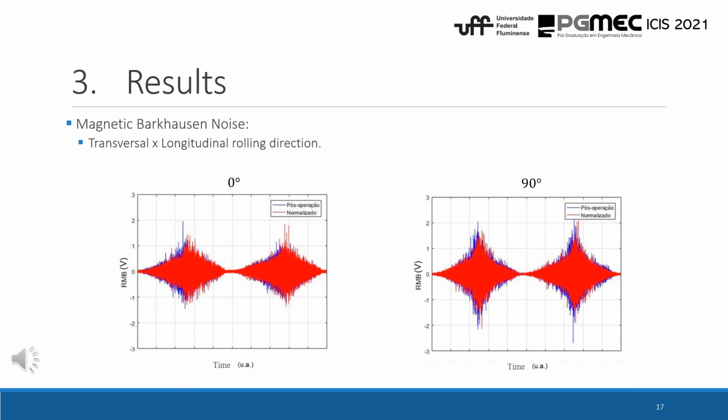Now, in these graphs, we analyze both conditions for the same rolling direction. The left graph is for the transversal direction, and on the right, we see the longitudinal rolling direction. We can see that the peak position in either of the graphs didn't change, and the MBN amplitude didn't suffer a great variation after the heat treatment.